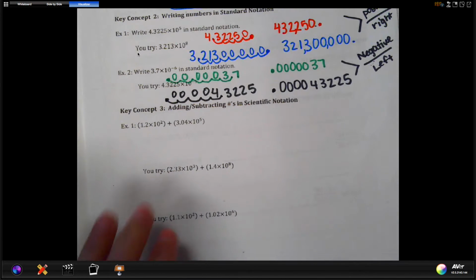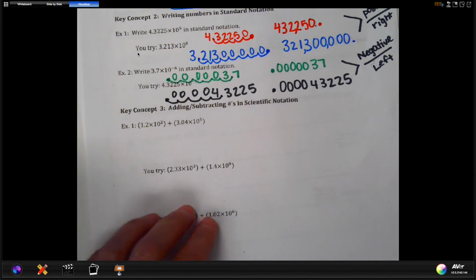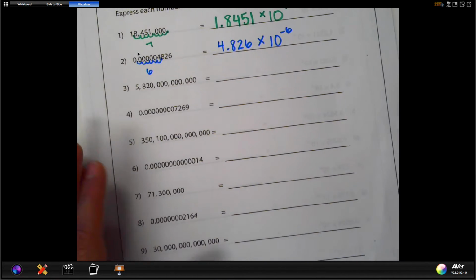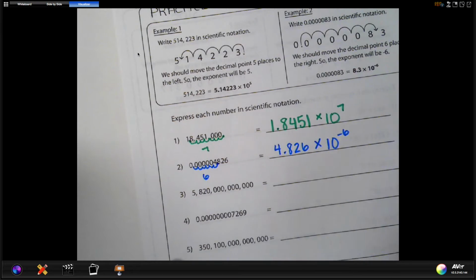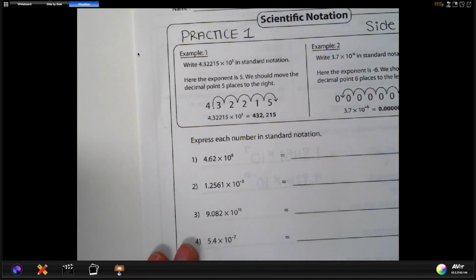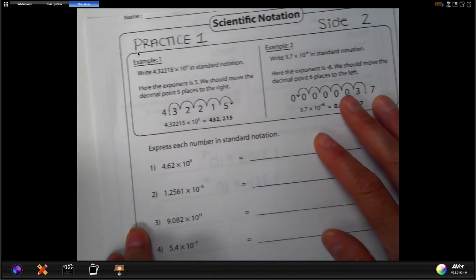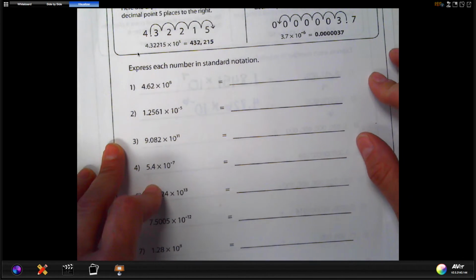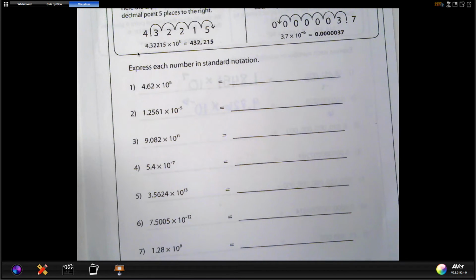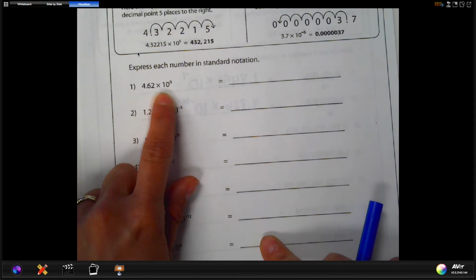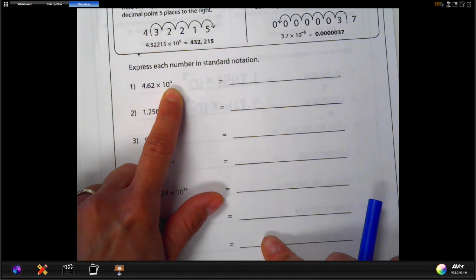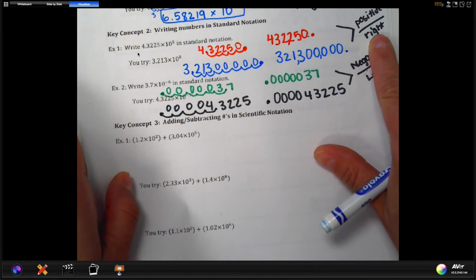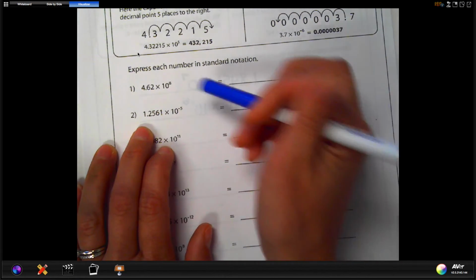All right, some extra examples, and if you're in my own classroom, then you have this worksheet. It's scientific notation. We are on side 2 now. Practice 1, side 2. Make sure it says side 2 up there. Let's do a couple examples so that you can be on your way to getting this homework done. All right, let's go back in standard. So 4.62 times 10 to the 8th power, positive 8. If you use your notes, positive means move right. So we're going to do our work down here.